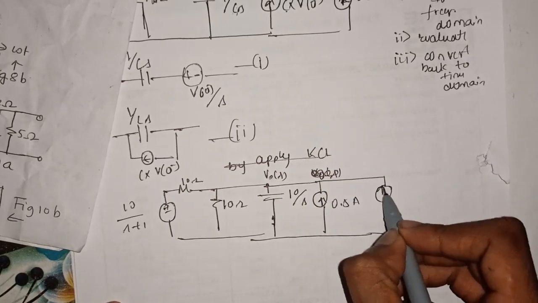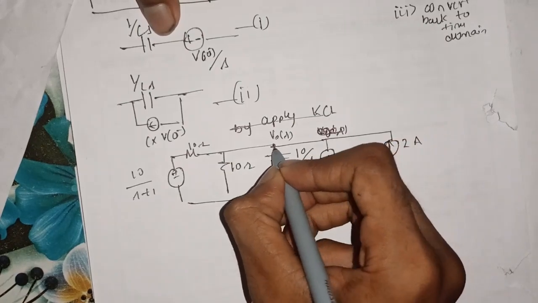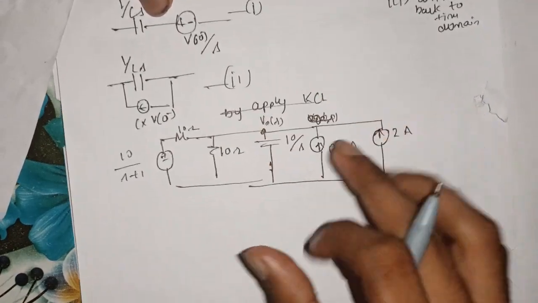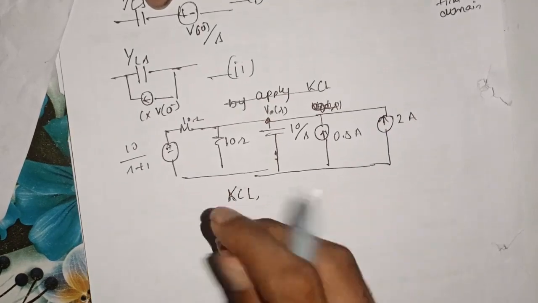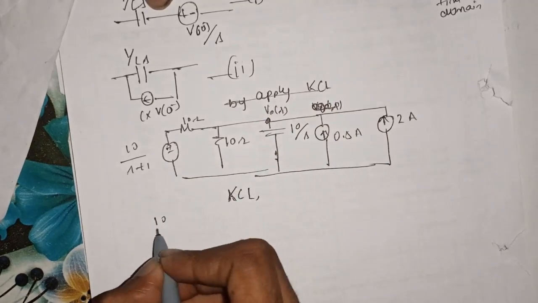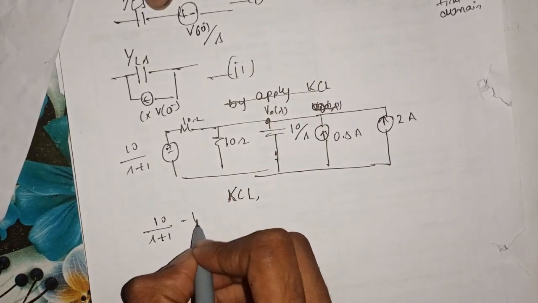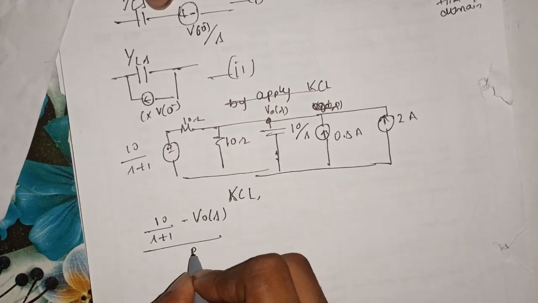The 2 ampere current source remains as it is. So yes, we have to find out the voltage across this branch, across this capacitance. By applying KCL, V naught of S, this is a mean voltage source, minus this, which will be 10 divided by S plus 1, minus V naught of S divided by resistance R, which is 10 ohm in this case.